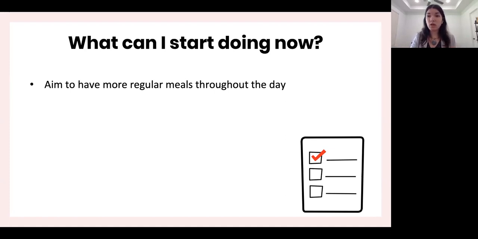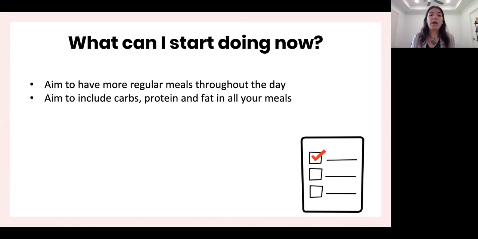Also something that, if you decide to work with a dietitian, you can discover as well. Aim to include those 3 building blocks, carbs, protein, and fat, in all your meals. Maybe you're including 2 of these in most of your meals, but one of them you are avoiding or it's really hard for you. Maybe that's something you can start working towards, having those 3 building blocks in your meals.